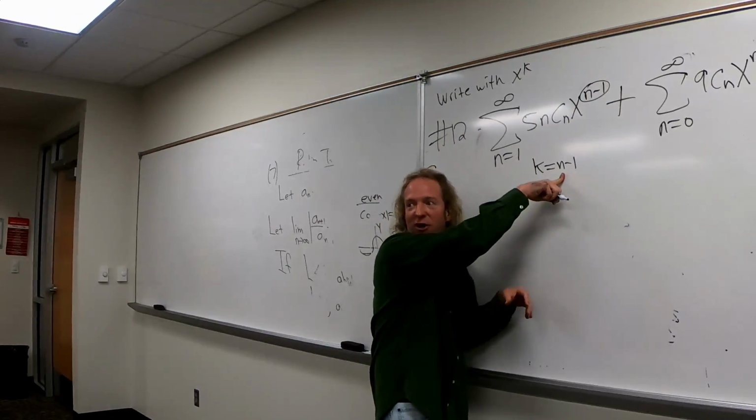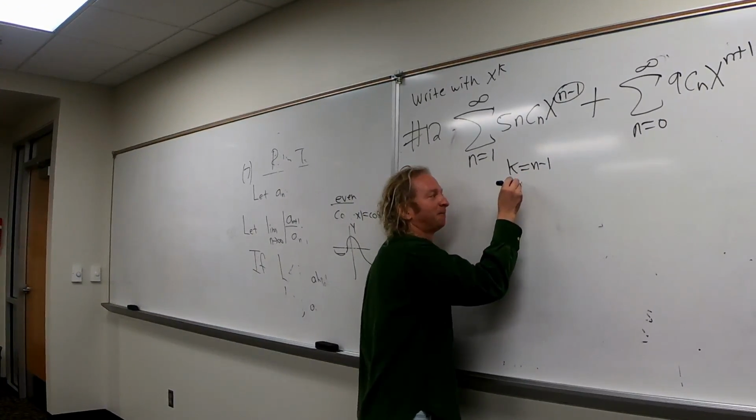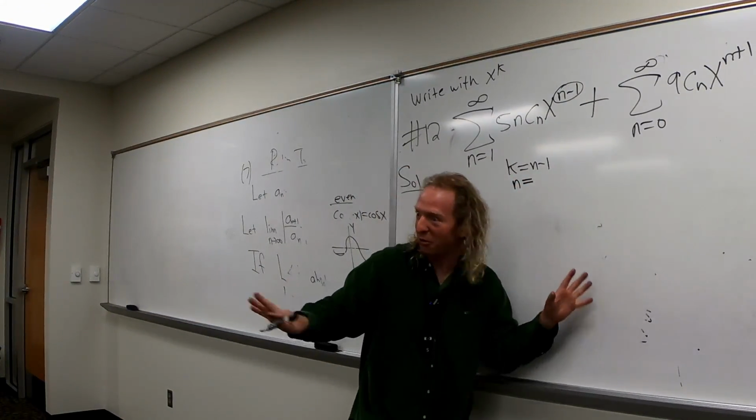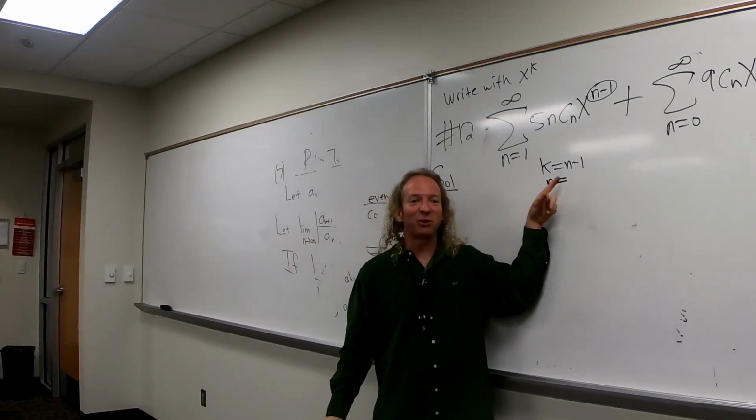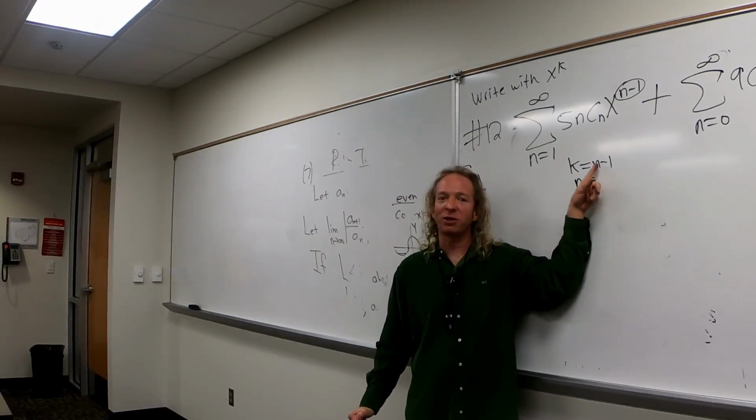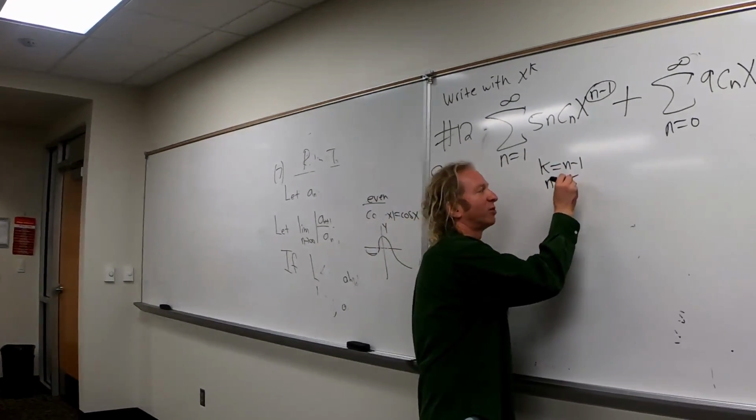Right. Then we have to solve this for n. So when you solve it for n, you add 1 to both sides. You get k plus 1.